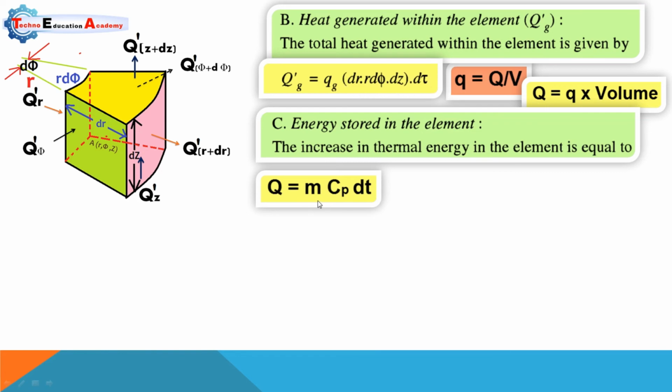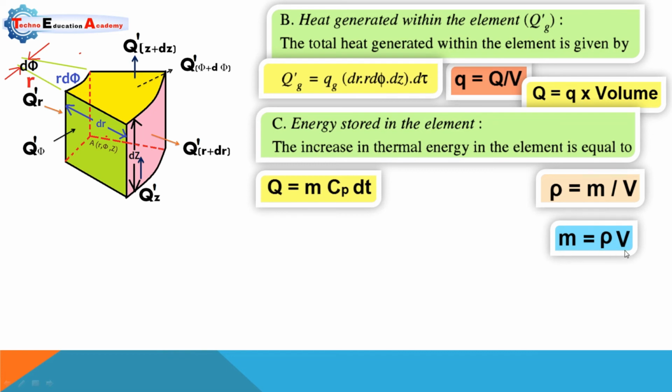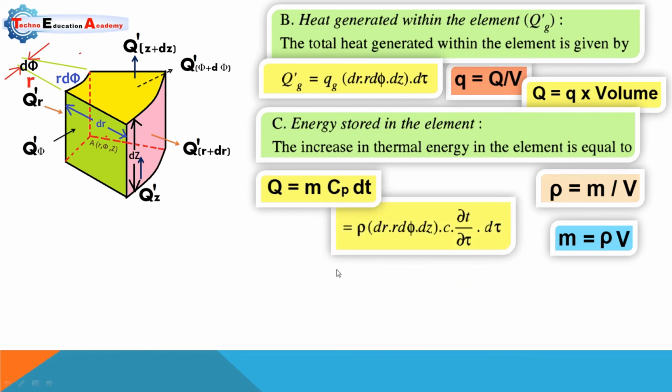So here we convert the mass into volume. So according to the fundamental property, density equal to mass upon volume. So mass equal to density into volume. So here we will put the value mass equal to density into volume, and volume of the element we know is dr into r dφ into dz. So put the value. So the heat transfer equation, or we can say energy stored in the element, m equal to ρV. Rho means density, we know that, and c means specific heat, and del T by del τ into dτ.